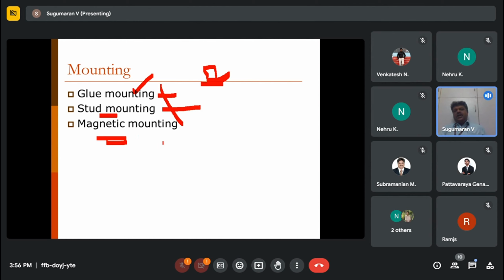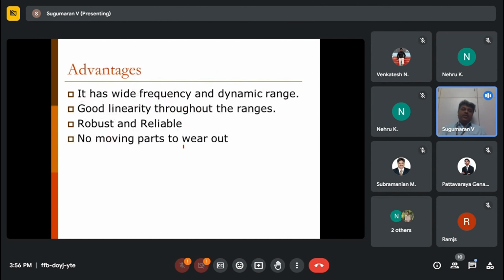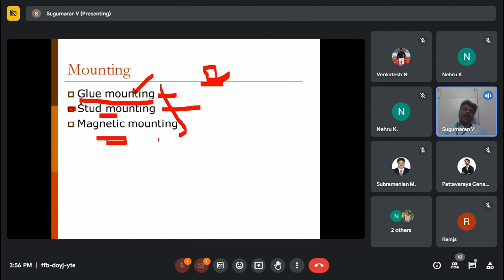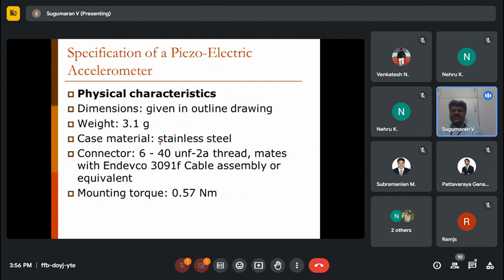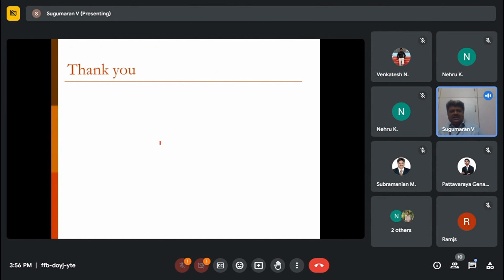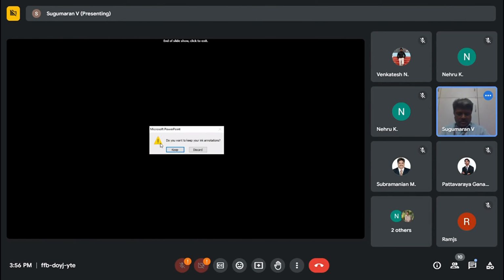So for my experimental studies, for most of the studies, I have used glue mounting. Whereas stud mounting, in very rare occasion, I have used. Magnetic mounting, I have seen, but not used for my own studies. So depending upon the application where you use, you can choose what type of mounting. These are all typical characteristics of piezoelectric accelerometer, and can go like that.